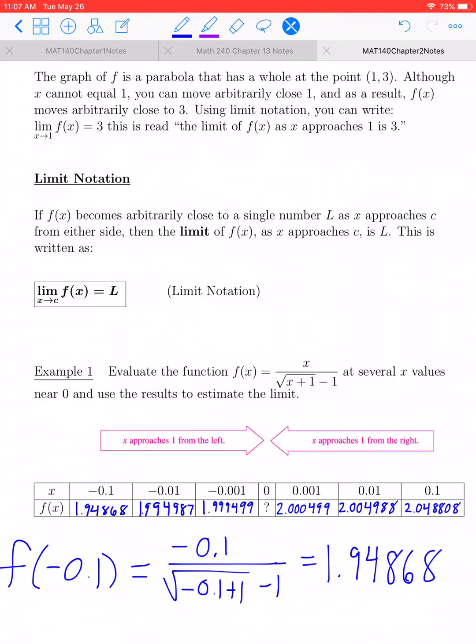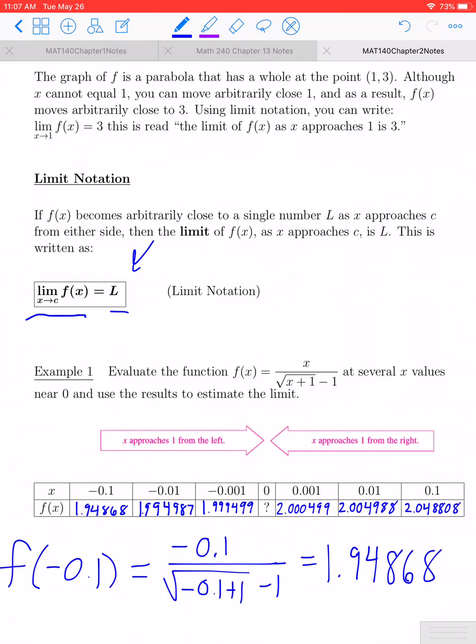So in our limit notation, this is how we would write it. We say that the limit as x approaches c of f of x equals L means that as x gets closer and closer to c, the function's outputs get closer and closer to L. And that notion of closeness, what we mean by that, we'll make a little more precise in a little while.